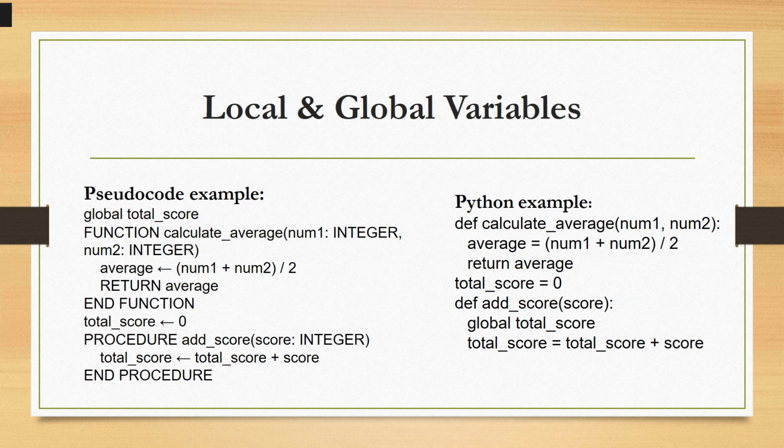As you can see over here, this is my global variable, and this global variable can be accessed anywhere inside the program. But the variable average, which I have created inside this function, will be destroyed when this function is closed after this return statement. So we will not be able to access this average over here again.